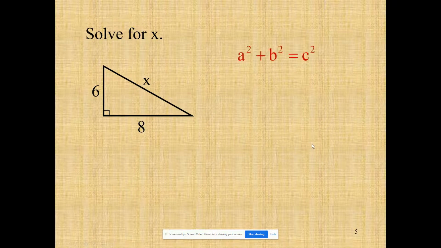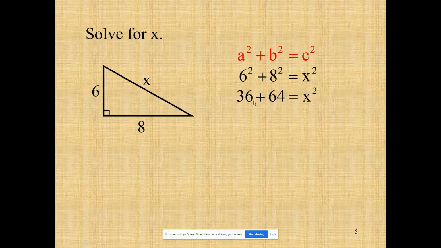So what am I going to do? I'm going to pull out my Pythagorean theorem. A squared, so a squared, I'm going to use the 6 here for my a. B squared is going to be the 8. And equals c squared. There I have my x squared. So what do you think is our first step to do? 6 times 6 is 36. 8 times 8 is 64. X squared is x squared. So we have that there. When I add 36 and 64, I get 100.